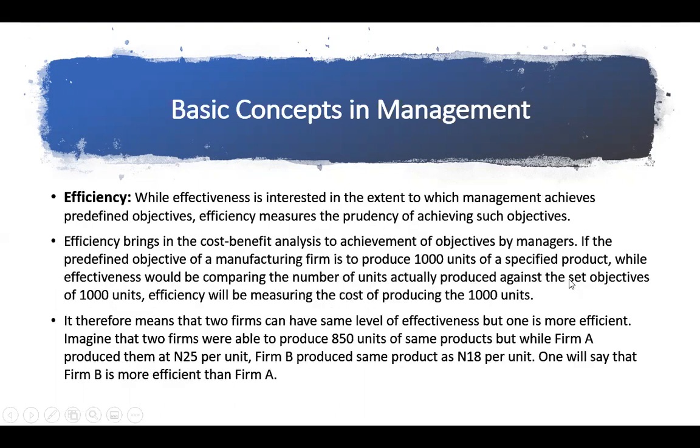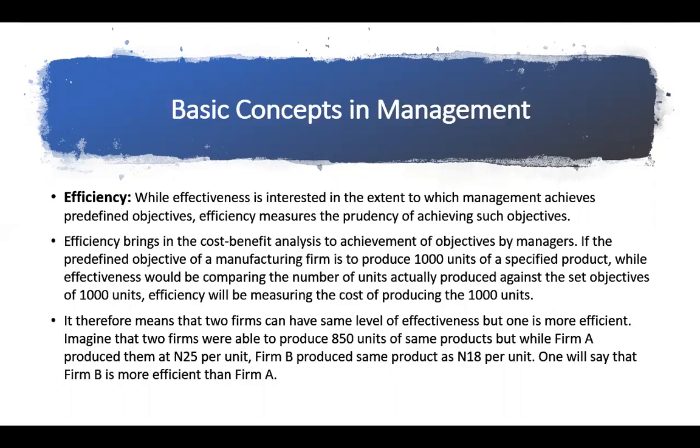The second one is efficiency. Conveniently, people use effectiveness and efficiency interchangeably, but in management, they are not the same, even though they are related. One is an extension of the other. Effectiveness is interested in the extent to which management achieves predefined objectives. Efficiency brings one new concept into it, which is prudency.